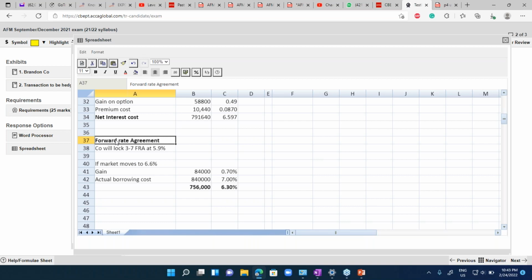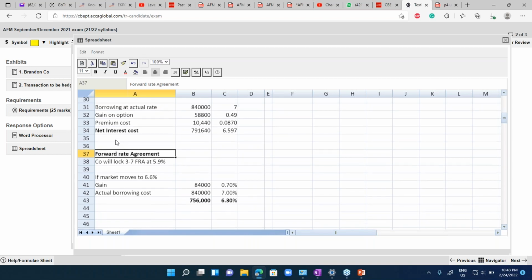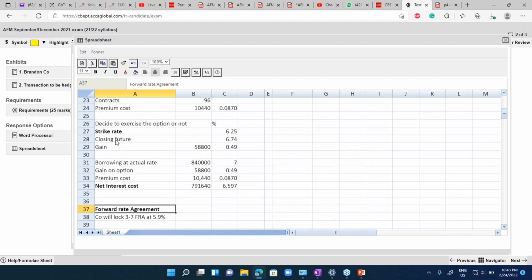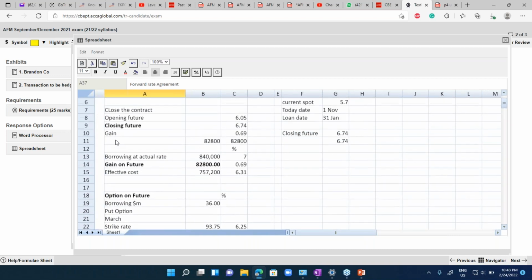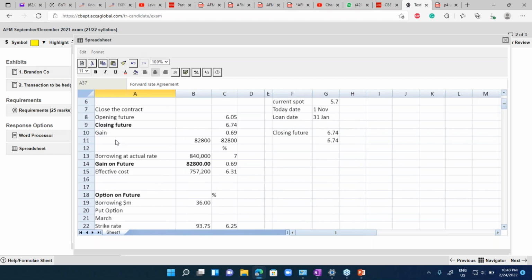Which one is better? Forward agreement 6.3, option 6.6, future is 6.31. So which one is better? FRA and future are almost same. You will compare it and then you will recommend the forward agreement, because forward is slightly marginally better.